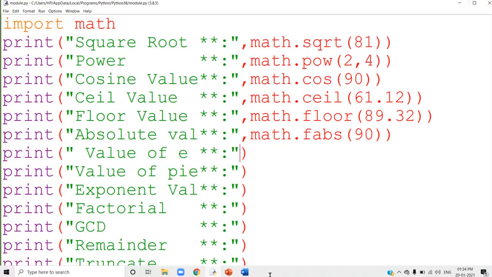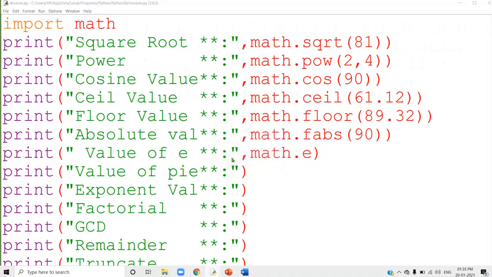Now next is the value of e. We can use math dot e. E is a constant. I think you will study that in physics also. Just like pi, which you studied in maths, e is also a constant. There are no brackets for e, because e is not a function. You have to use math dot e without any bracket. So run the program and see the constant value of e.